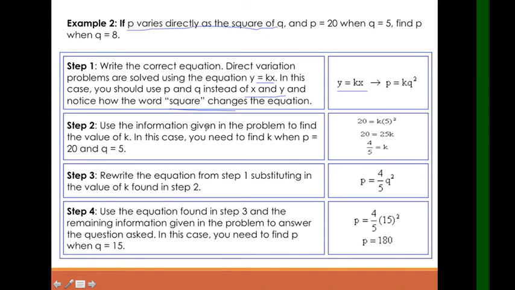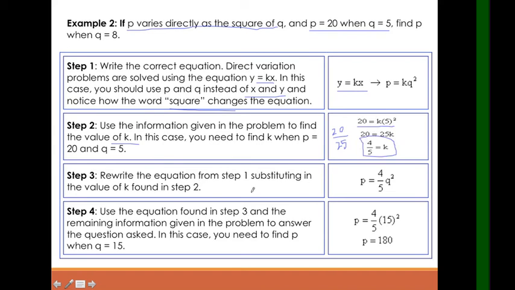Then, use the information given in the problem to find the value of k. In this case, you need to find k when p is equal to 20 and q is equal to 5. So, given yung first part, ilalagay lang natin sila sa equation. So, we have 20 equals k, quantity 5 squared, and 5 squared is equal to 25k. So, 20 equals 25k. Then, divide both sides by 25. You will get 20 divided by 25, and the lowest term for 20 over 25 is 4 over 5. So, k is equal to 4 over 5.